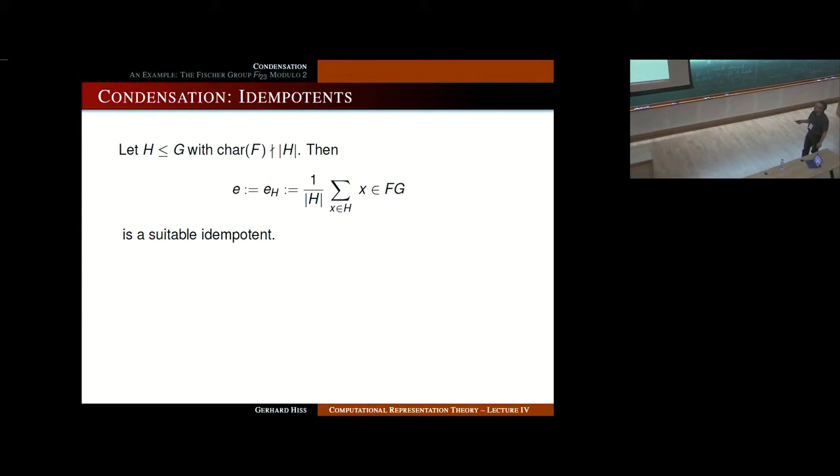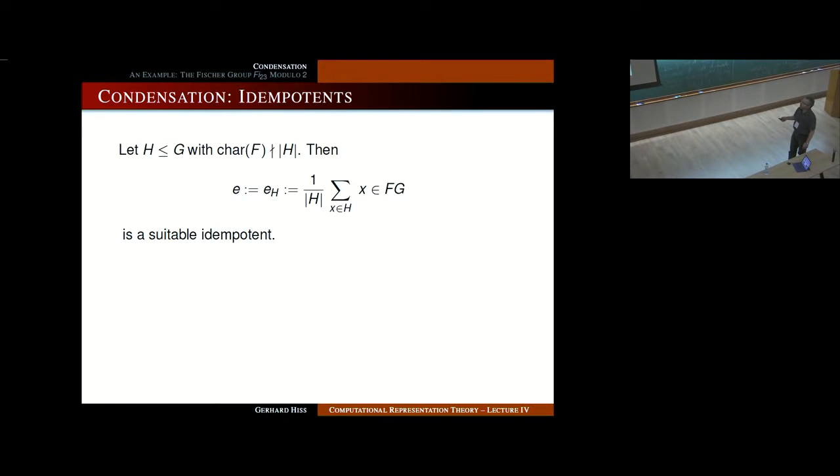Take in the group algebra the sum of all elements of a subgroup, which has to be chosen such that the characteristic does not divide the order of the subgroup, and then take the appropriately scaled idempotent. So this is the idempotent of our choice. We have to look for subgroups whose order is not divisible by the characteristic of the field F we look at. But of course, there are other obvious idempotents which can be used.